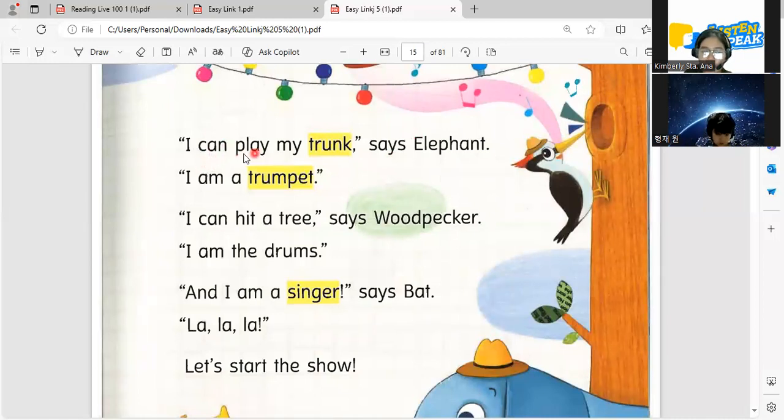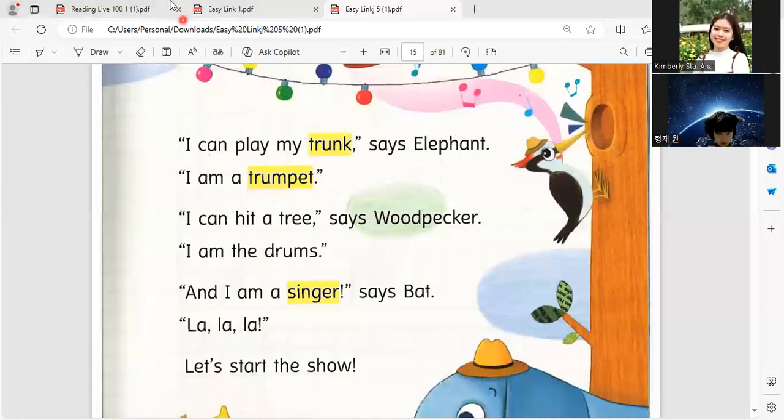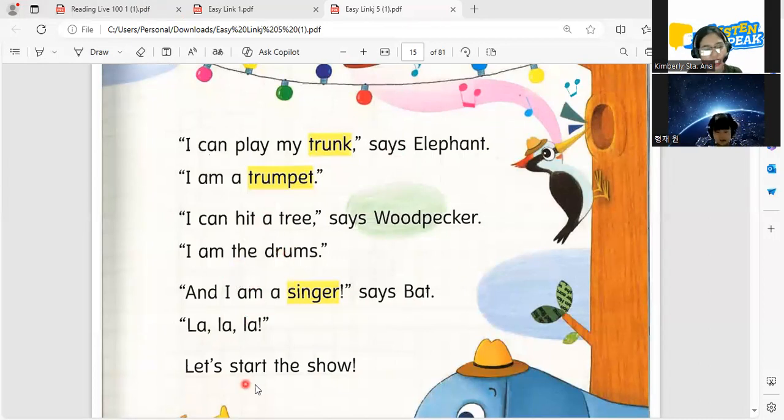I can play my trunk, said Elephant. I am trumpet. I can hit the tree, said Woodpecker. I am the drums. And I am a singer, said Bat. La la la la. La la la la.